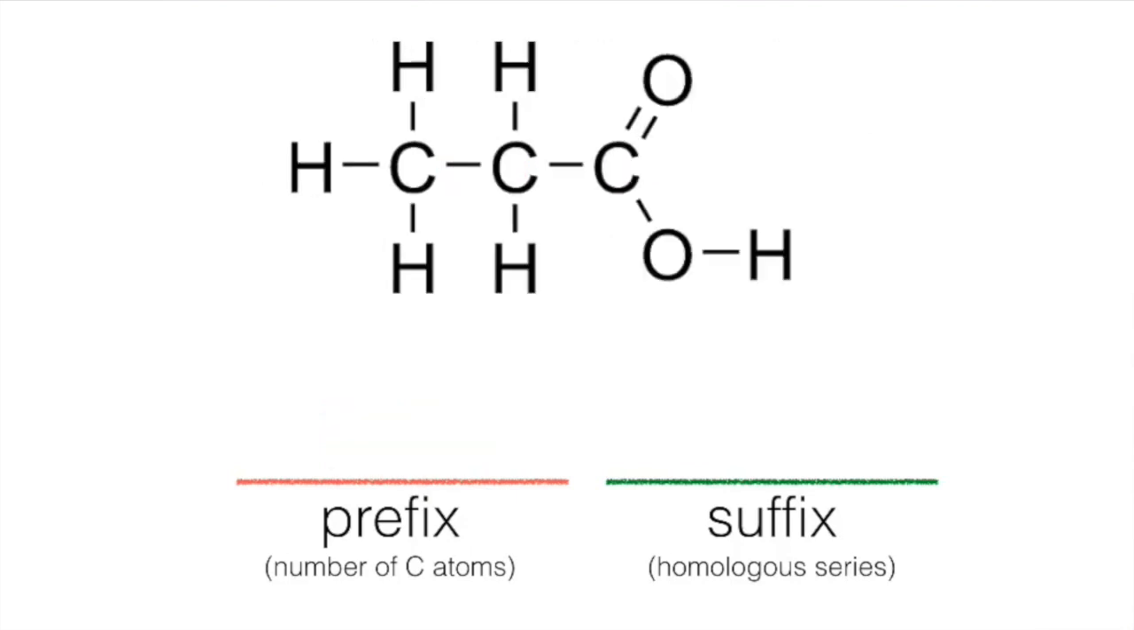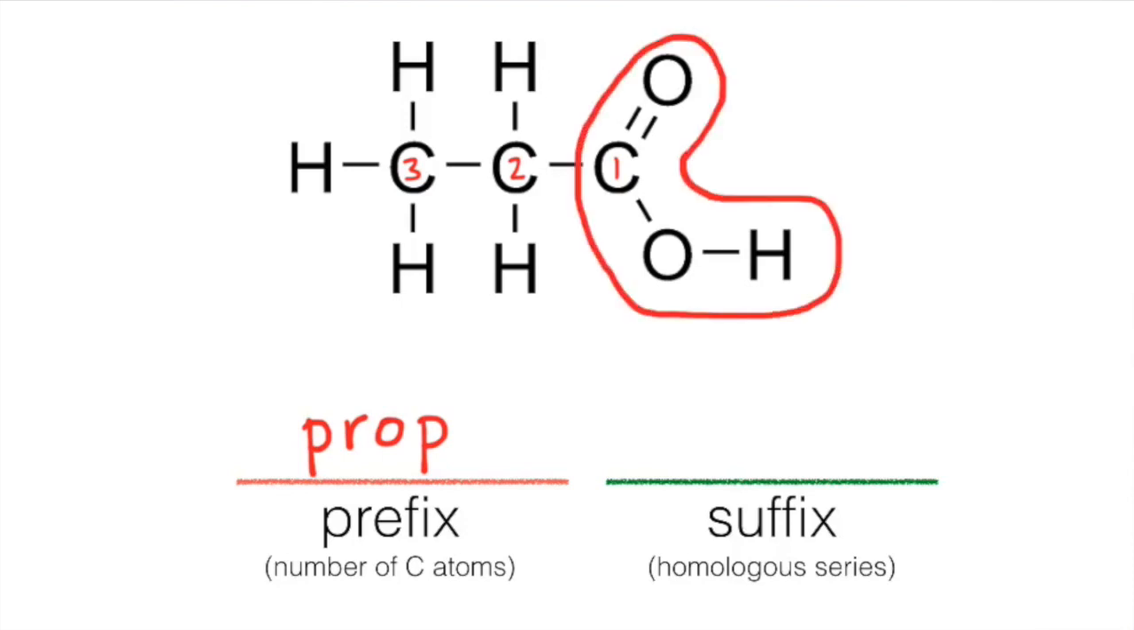Moving on to this one, we start by having a look at the length of the carbon chain. We're numbering from right to left because that carbon holds the functional group. We see there are 3 carbons, and so the prefix for 3 is prop. We then identify the homologous series. There's the functional group, and that homologous series is a carboxylic acid, and so the suffix is -anoic acid, and the name of that compound then is propanoic acid.